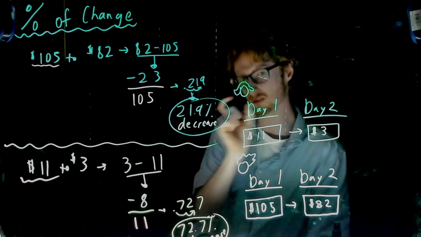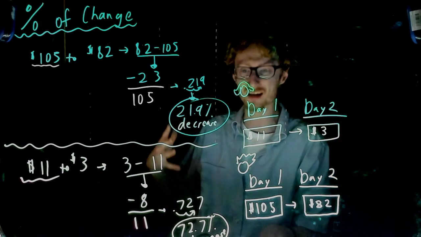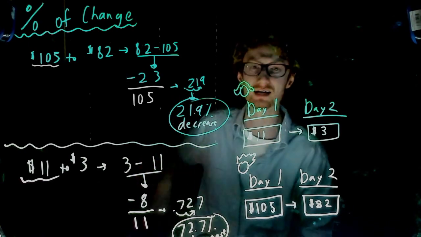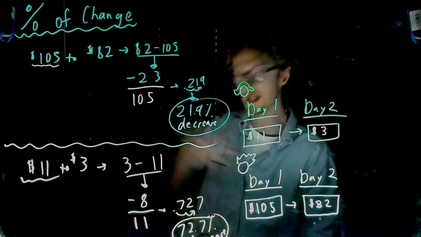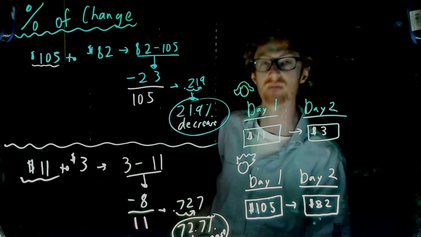Now, even though she lost less money than I did, her percentage of decrease was so much more because she had very little at the beginning, right? So her perspective is like, oh my gosh, I lost almost all my money. Whereas me, I'm like, I lost more, but my percentage is different because I started off with more. So this takes into account your perspective of things, okay?